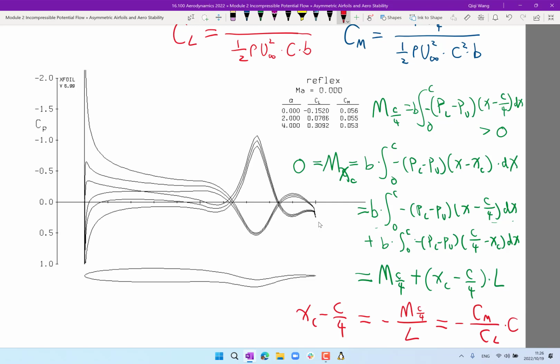All right, make sense? This also is another way to figure out how the center of lift shifts as you increase or decrease the angle of attack. Because according to thin airfoil theory, Cm does not change as you change the angle of attack, but Cl does, right?